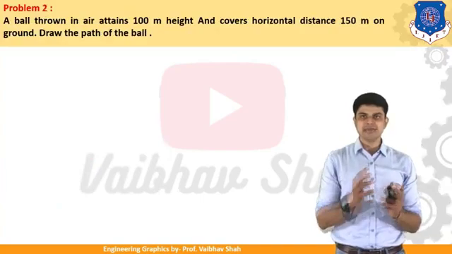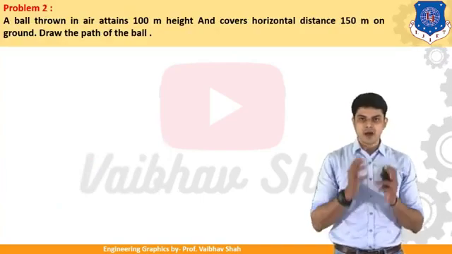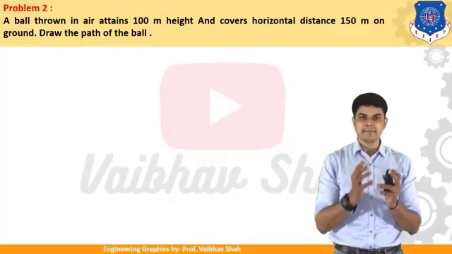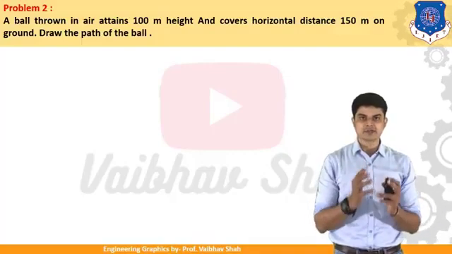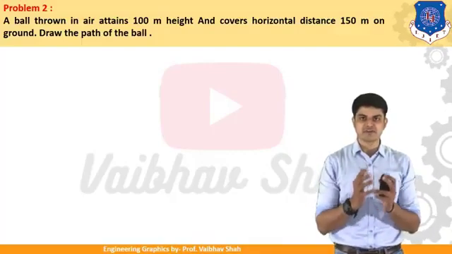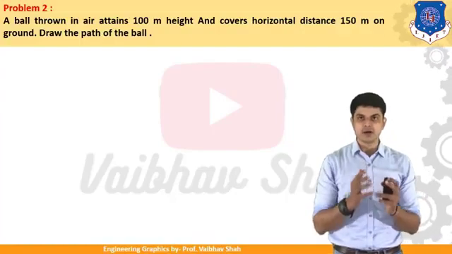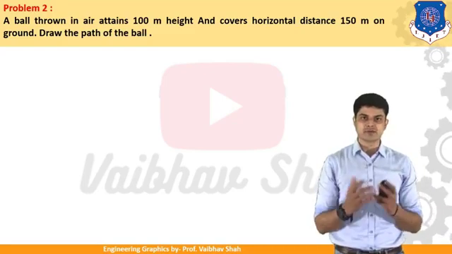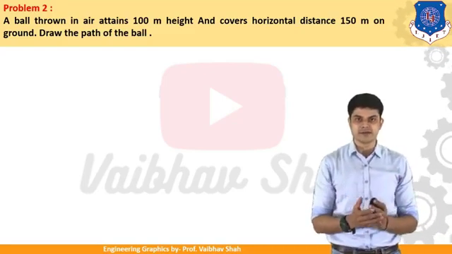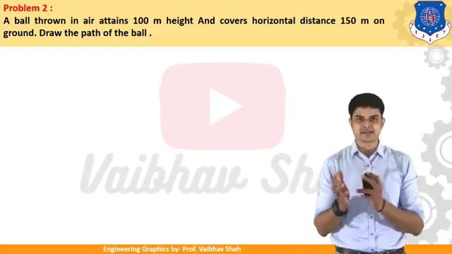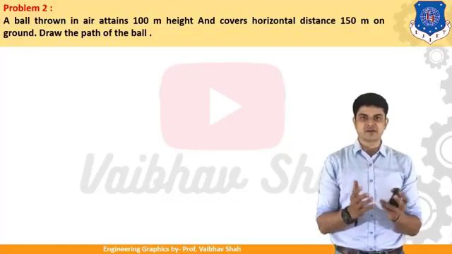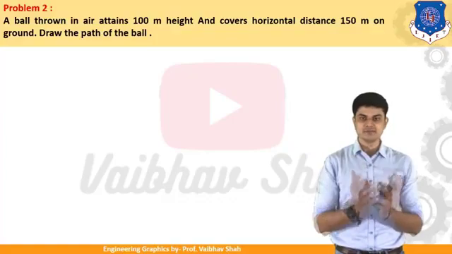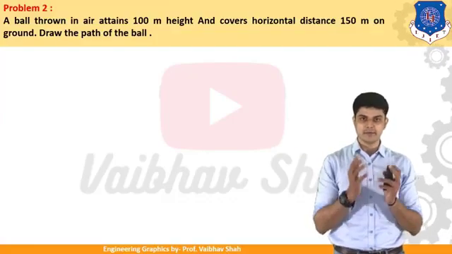Problem number 2. A ball thrown in the air attains 100 meter height and covers a horizontal distance of 150 meter on the ground. Draw the path of the ball. So here is a practical example. You are on the ground and you are throwing a ball which attains a certain height and a certain distance. So which kind of curve is generated? Right, a parabolic trajectory is generated. So here we should draw a parabola.